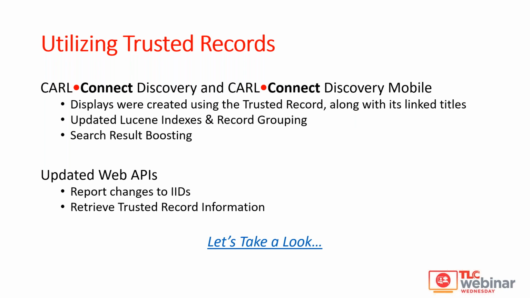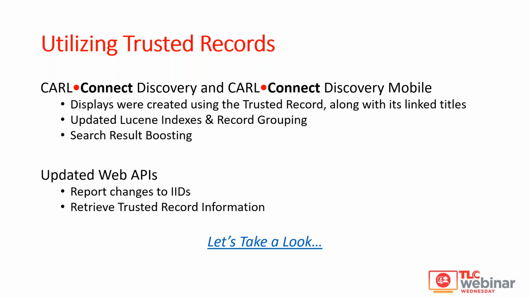As we then take a look, we utilize those trusted records within Carl Connect Discovery and Carl Connect Discovery Mobile. We can create displays using the trusted record along with all of its linked titles. We looked to update Lucene indexes and record grouping for searching and results display. And we also looked at boosting search results. Again, we continue to make changes to our result boosting to be able to return the most appropriate search results to the user as they are searching within Carl Connect Discovery.